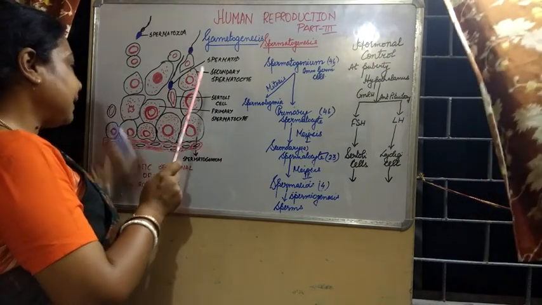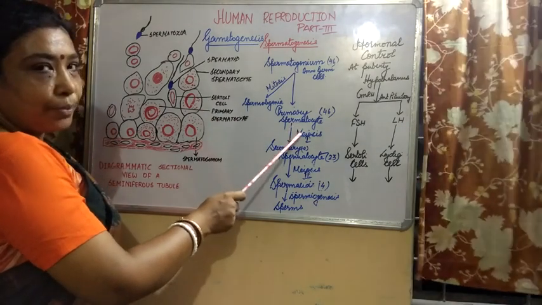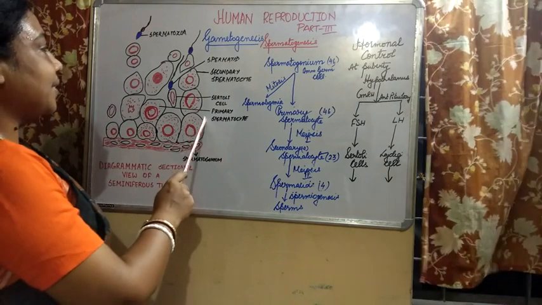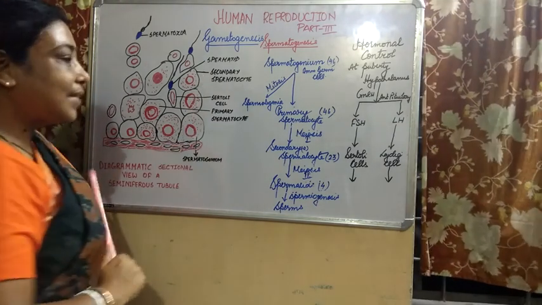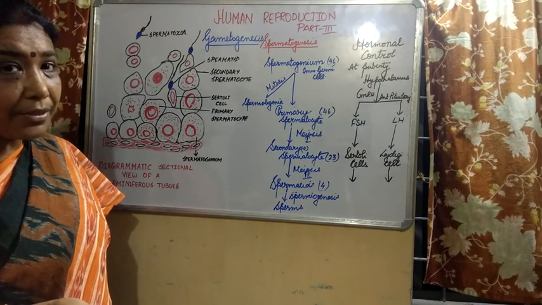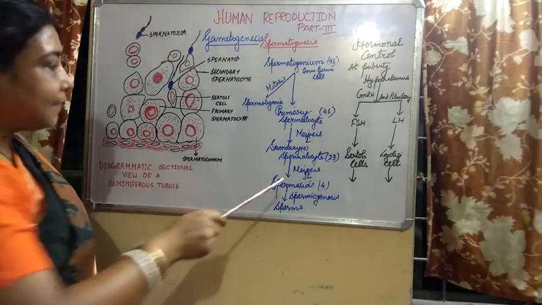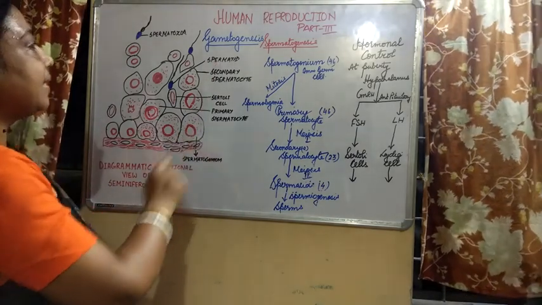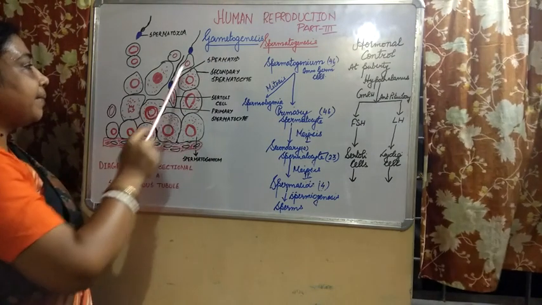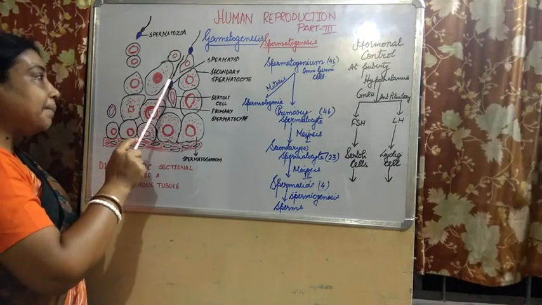So this primary spermatocyte, through meiosis 1, will get converted into secondary spermatocyte. And after that, secondary spermatocyte undergoes meiosis 2, the meiosis is completed, and it gets converted into spermatid. Can you see the formation of spermatid? Now you see the spermatid, their head is embedded where?